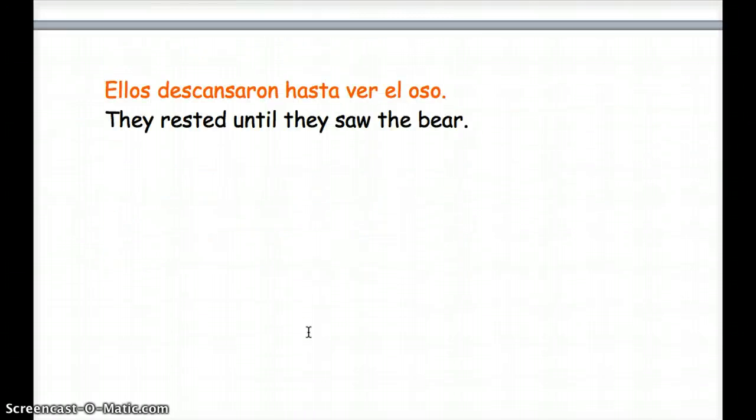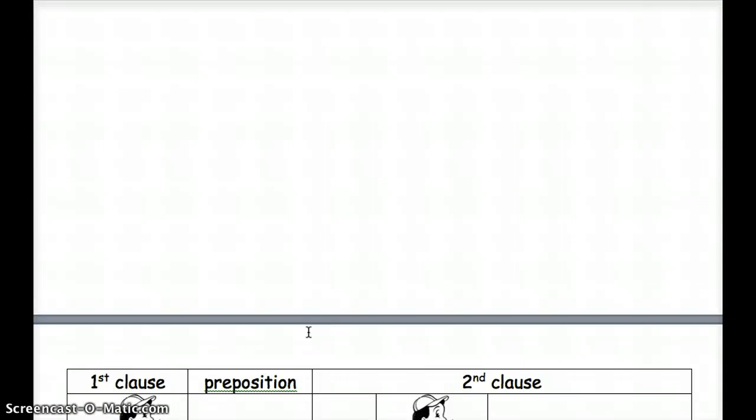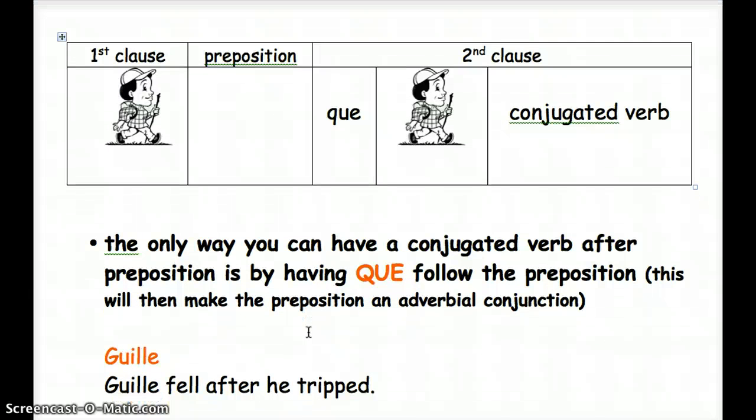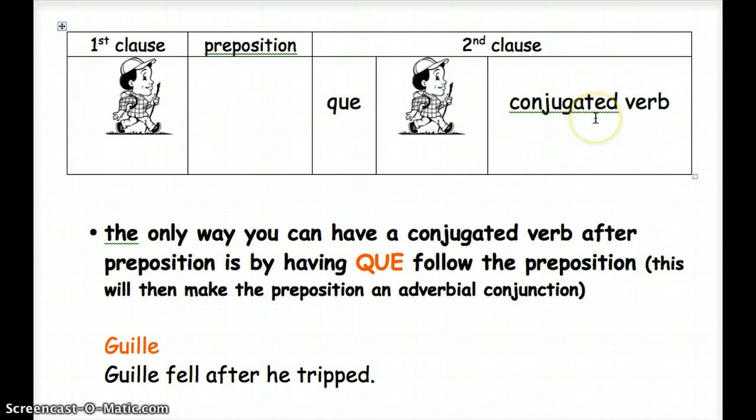What we did not talk about last chapter was that there is a possibility of having a conjugated verb if there is no change in subject from one clause to the next. So here we have the same hiker girl in both clauses. She's doing something, and in both clauses she's doing the action. The only way that you can have a conjugated verb, if you're going to have a conjugated verb instead of an infinitive, is by having that preposition followed by the word que. This will make the preposition an adverbial conjunction.